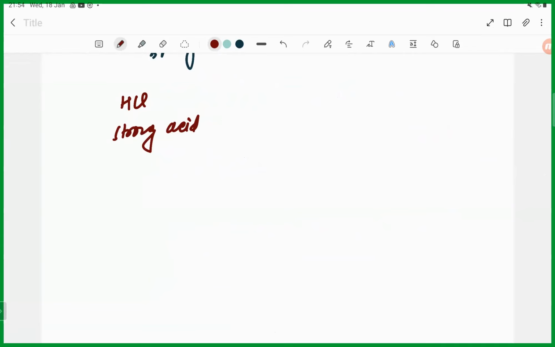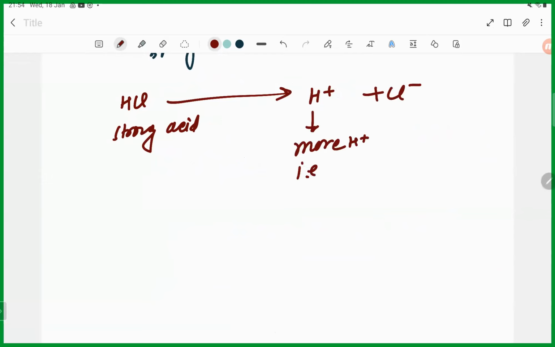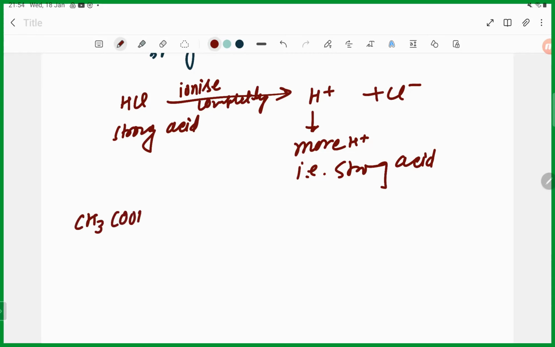So it is going to ionize into H plus and Cl minus. So there will be more H plus ion; that is a strong acid. Understood? Ionize here is what they are saying: ionize completely. Why completely? Because it is a strong acid. Yes or no? Yes. Now see CH3COOH, acetic acid.